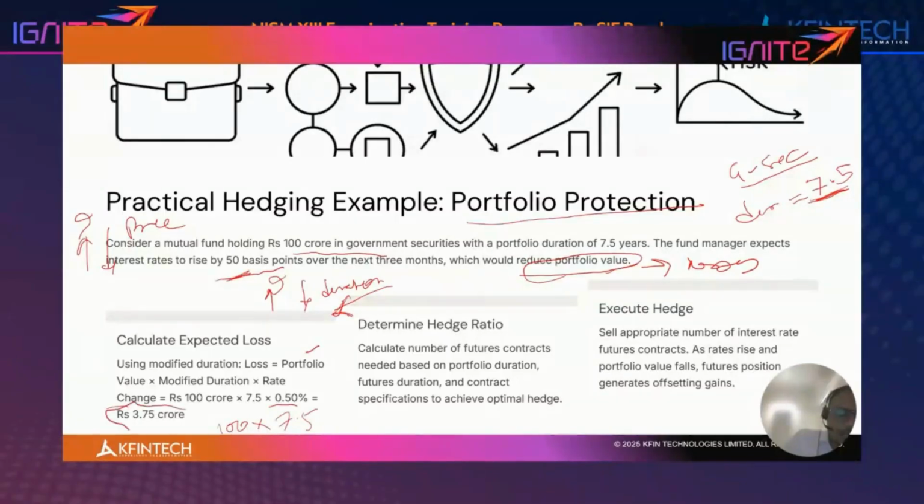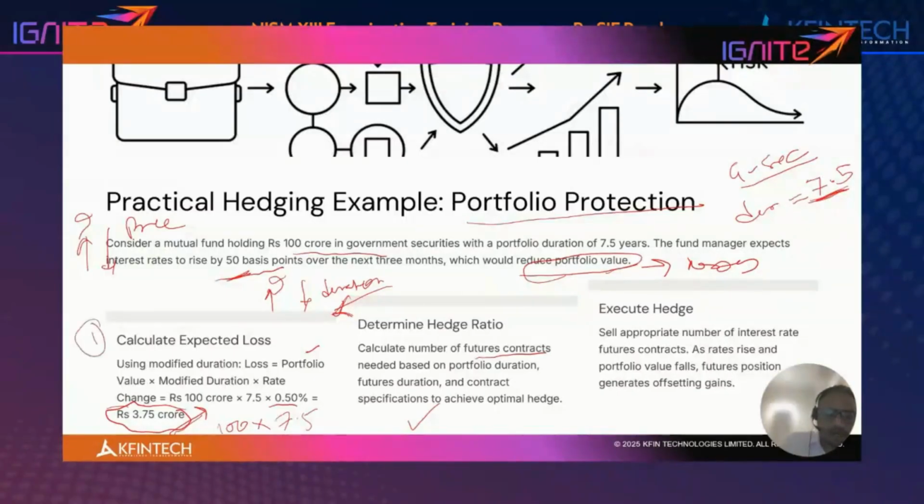So this is the potential loss on the portfolio. This is the amount I need to hedge. Now I need to calculate the number of futures that I need to enter into to protect this 3.75 crores loss. There's a formula for that in the next slide, but let's understand the steps.